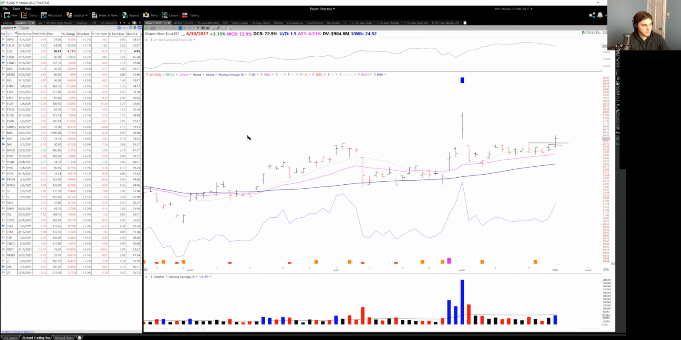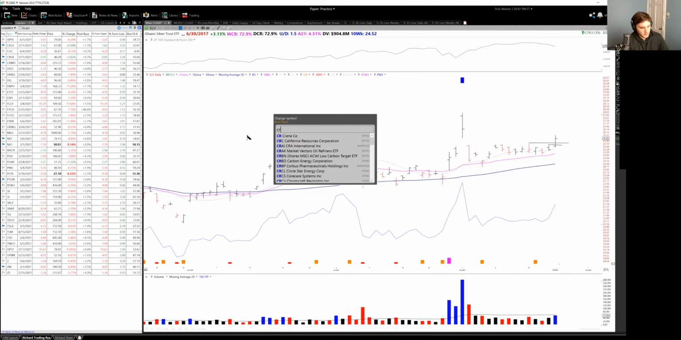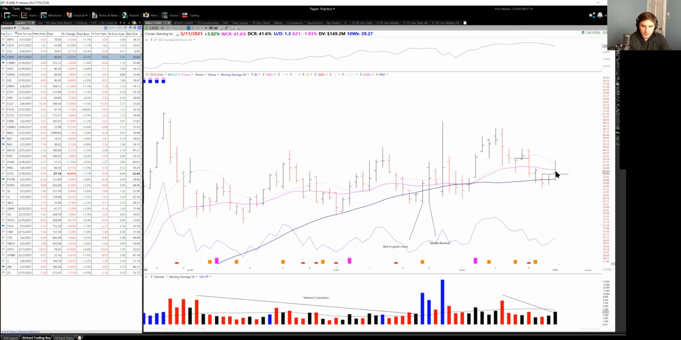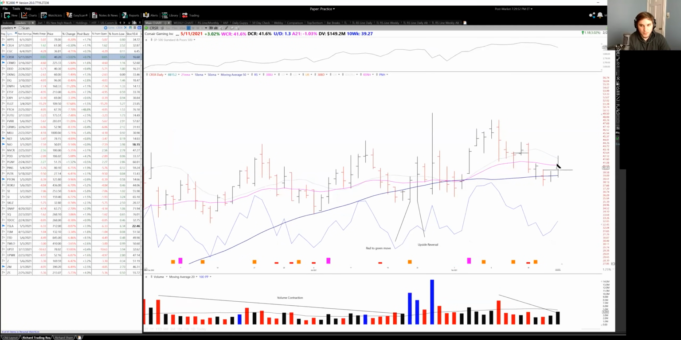CRSR. Let's type CRSR. What do we got? Yeah, so I tried this today. Basically took it flat. It tried to make progress and just got knocked down. That's because of the market. Yeah, exactly. The market pressure still hasn't lifted, so I took this off.